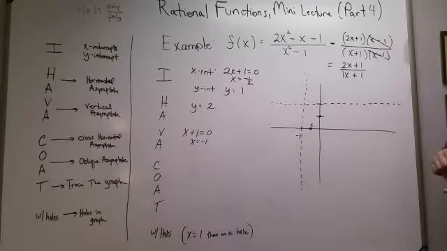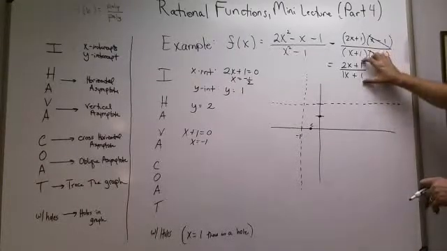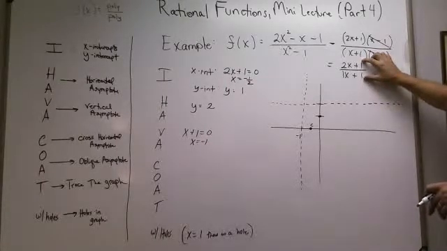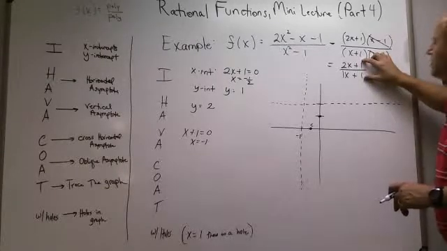Now, does it cross the horizontal asymptote? Well, here's the simplified version: 2x plus 1 over x plus 1. That's linear over linear. If you remember the very first problem I did, I said if you ever have a linear over linear, it is never going to do that. So it's never going to cross the horizontal asymptote.